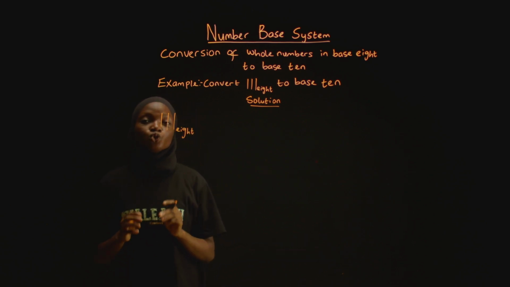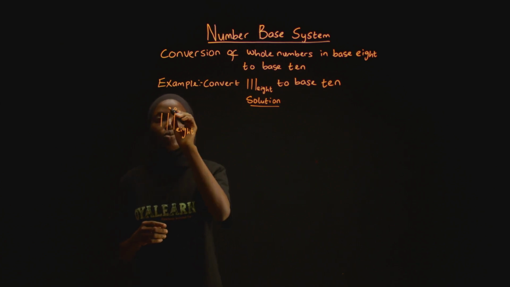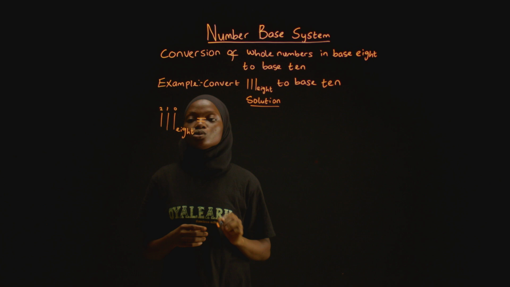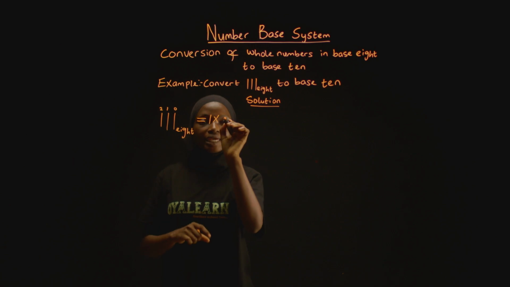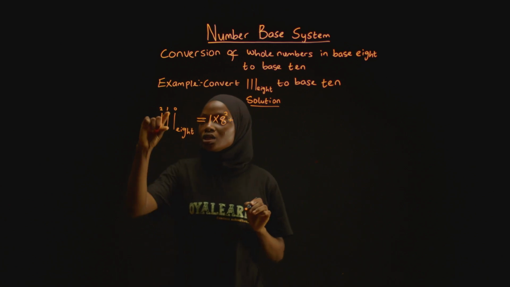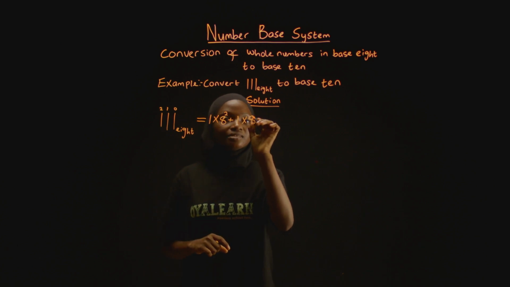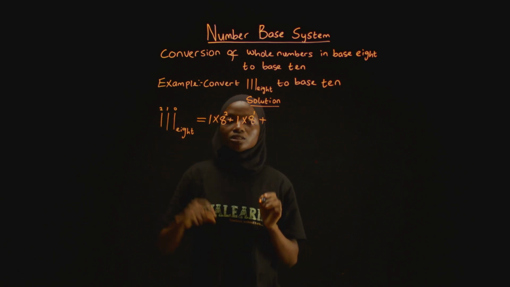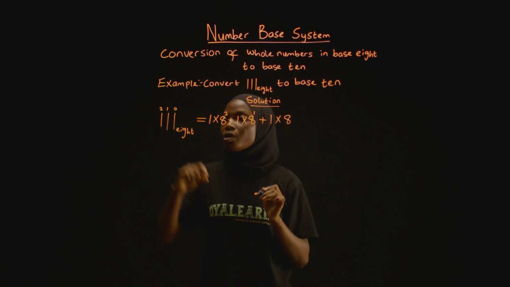The first step is to number the digits starting from the back. From 0, 0, 1, 2. Now we simplify. This becomes equal to, you pick the first digit, 1, multiply by the base, 8, raised to the power of the numbering, 2, plus the next digit, 1, multiplied by the base, 8, raised to the power of the numbering, 1, plus the next digit, 1, multiplied by the base, 8, raised to the power of 0.